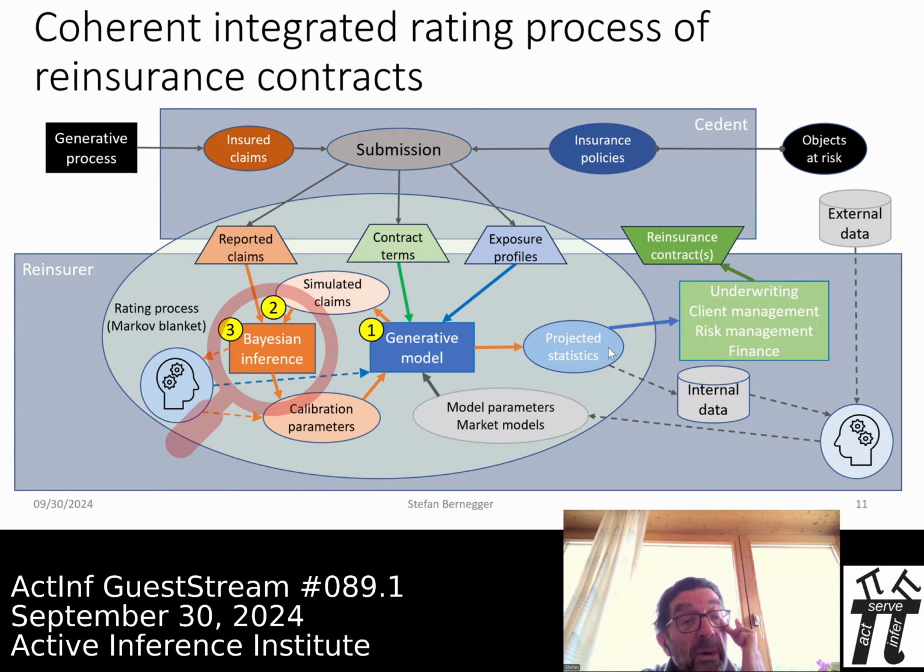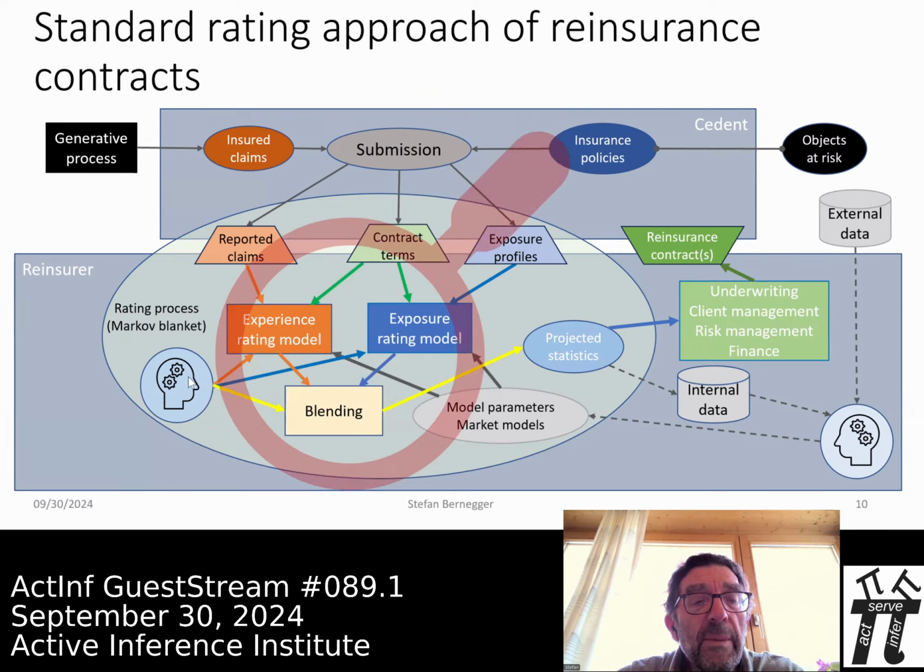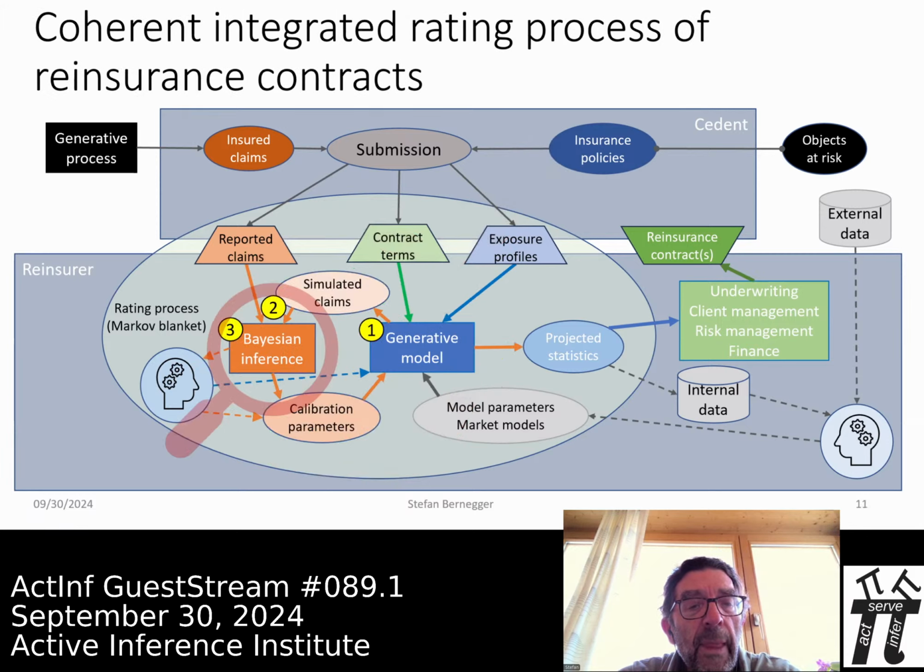And we will see, again, you need much less input from the underwriter, because in the past, when you do experience rating, you have to project these claims to the future. So there's a lot of assumptions going into this process, because if you go to the past, the portfolio was different. Maybe the claims you had in the past are no longer representative. So there are many assumptions which come from the underwriter, and this can be avoided in this approach here.